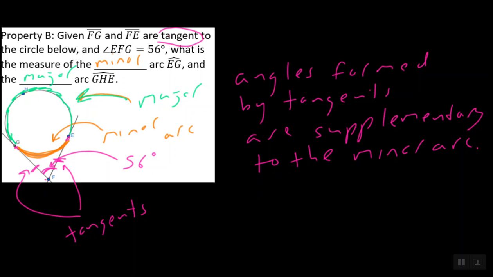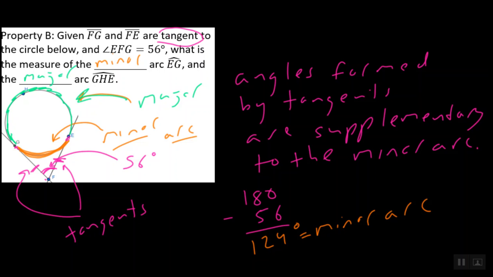So if I were to ask you what is the minor arc, well, you'd say, you know what, Mr. Hastings, 180 minus 56 will give me, let me switch to this orange because this is what I have my minor arc in. Let's see, that would be 124 degrees. So this is the minor arc.